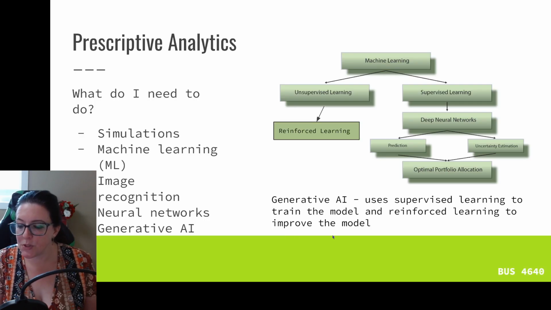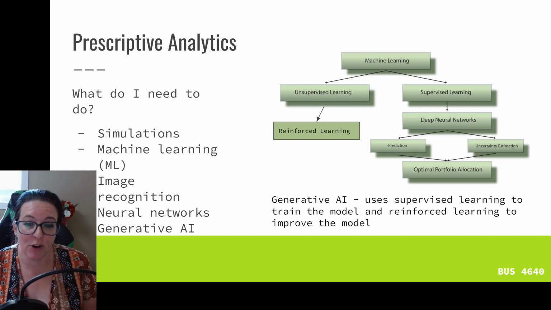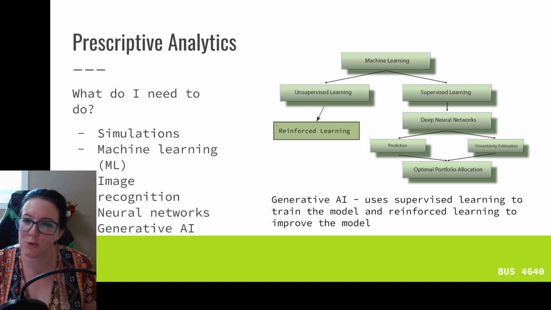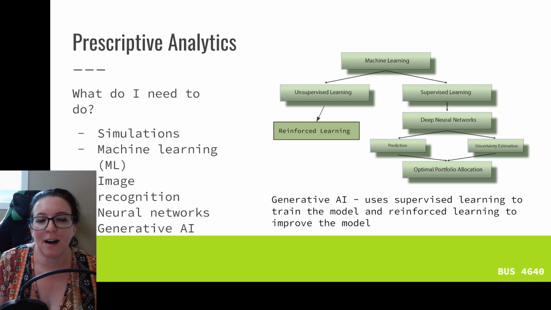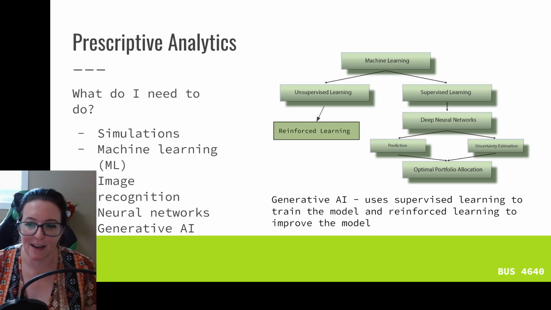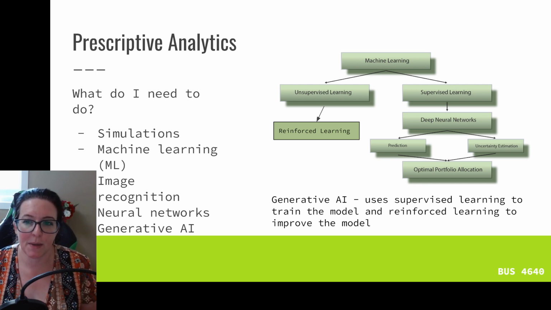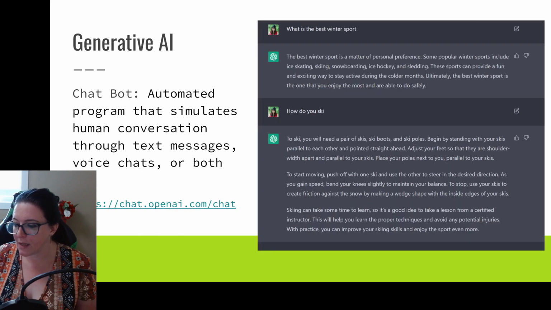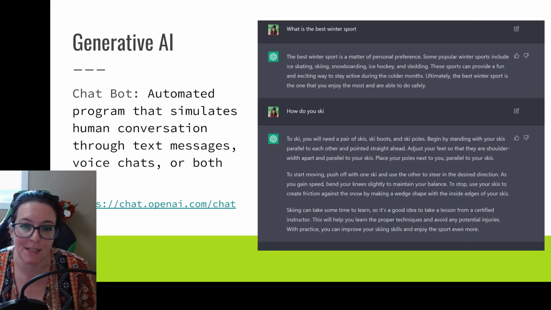When it comes to prescriptive analytics, what we're seeing now is generative AI. The idea with generative AI is that it's using supervised learning, so we're training the algorithm using data, and then it also learns from itself. So it has the unsupervised or reinforced learning at the same time. When you look at things like ChatGPT, that is generative AI.